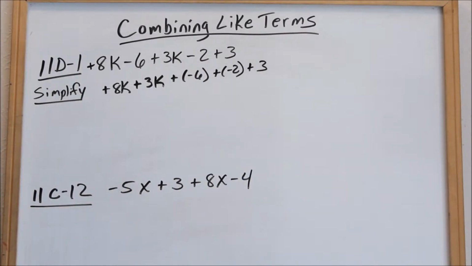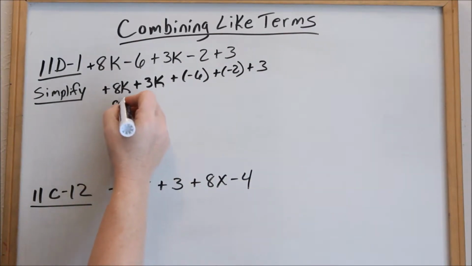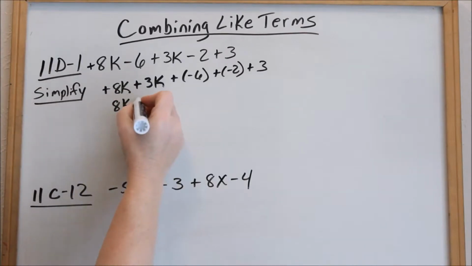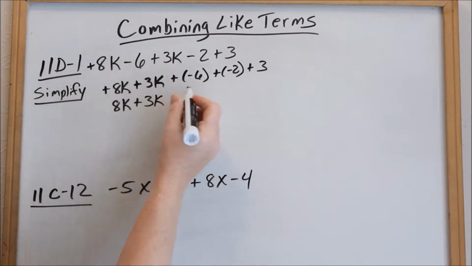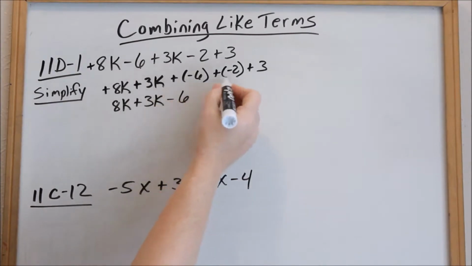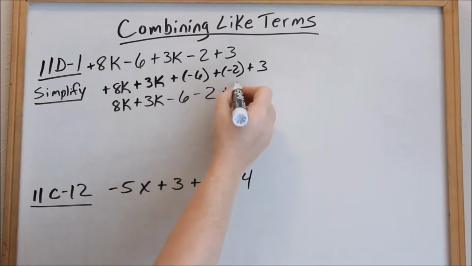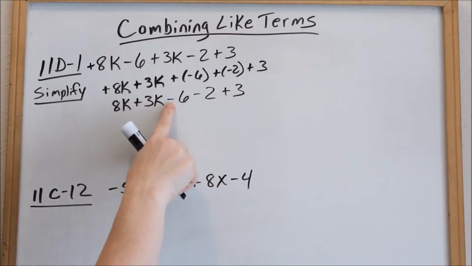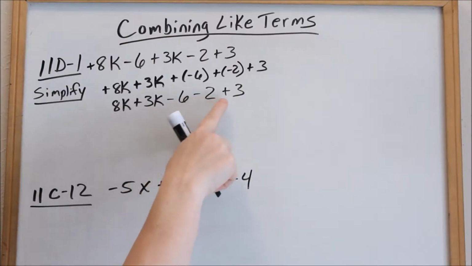In the future, you will only see me write it like this. I won't put my positive in front of my 8. It'll be plus 3K, and then plus a negative is the same thing as subtracting, minus 6, minus 2, plus 3. I just write it with the sign in front of the number. The sign in front of the number goes with it.